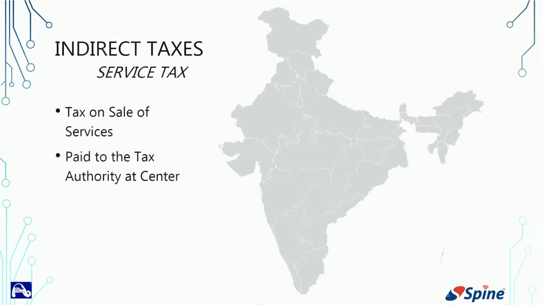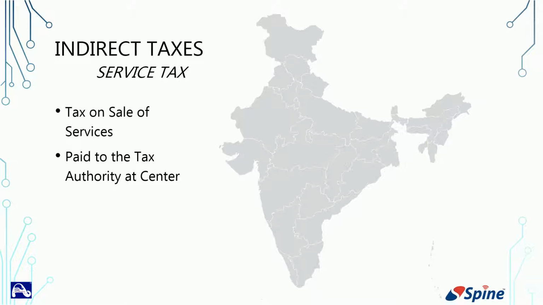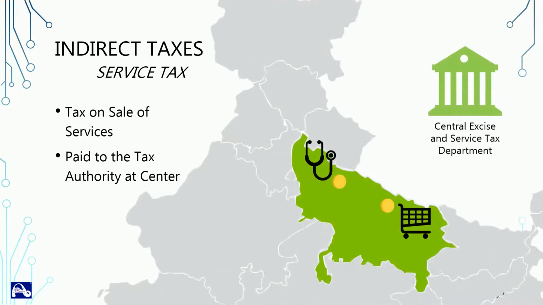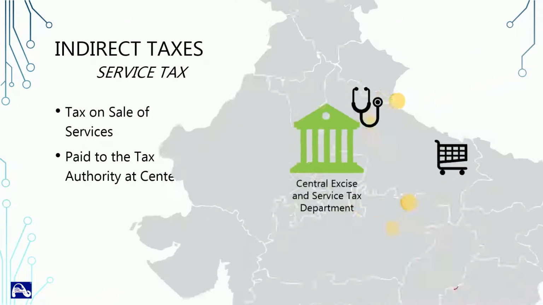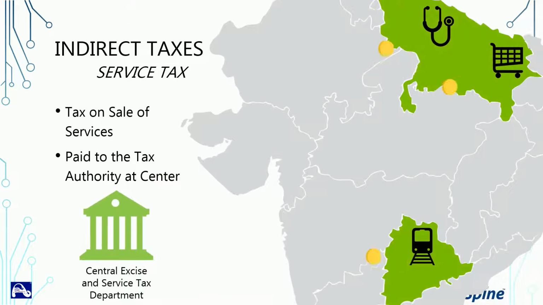Just as we had excise, as the tax levied on the manufacture of goods, we have service tax, as the tax levied on the sale of services. Service tax is also collected by the tax authority at the center. So, if you are providing medical or retail services in UP, you pay the Central Excise and Service Tax Department. The same holds true for any other state. It also pays the service tax to the center.